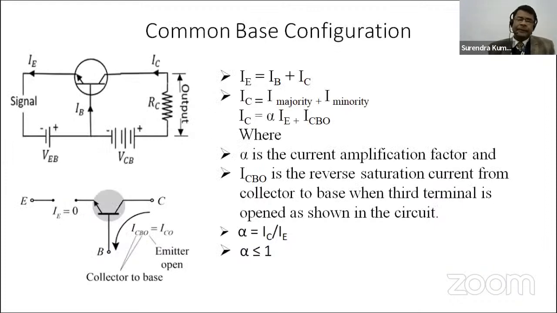Next, this is the first configuration, common base configuration of transistor. Here, we have made the same circuit with the input signal, which is AC, with the biasing supplies VBB and VCB.